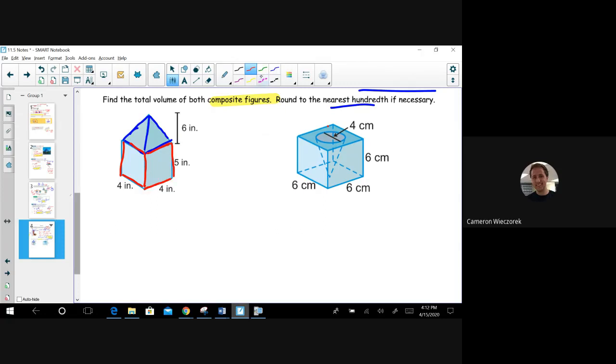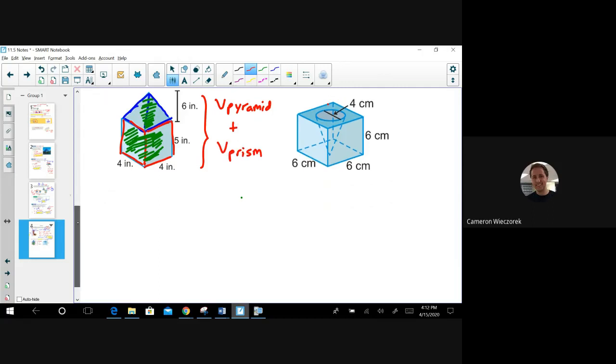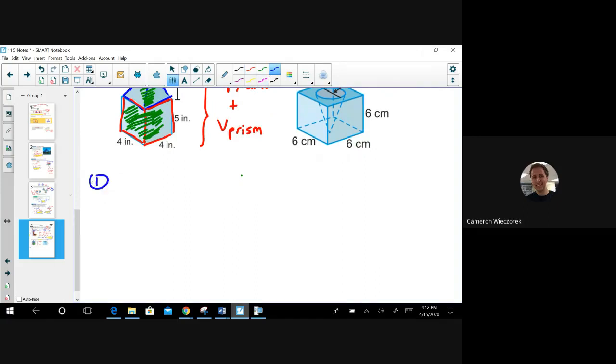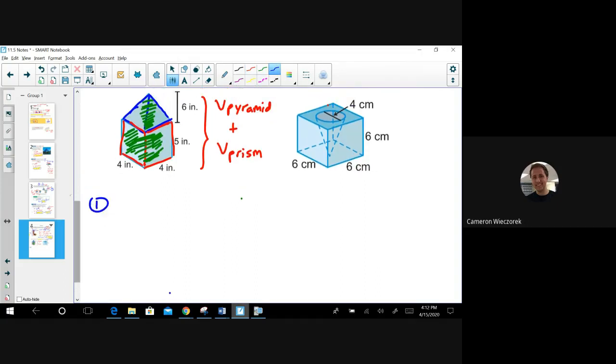So what am I going to have to find? I'm going to have to find how much space takes up the pyramid. And then I'm going to have to find out how much space takes up the prism. And since I'm stacking shapes like Legos, I'm going to add those 2 volumes together. I'm going to take the volume of the pyramid, and I'm going to add it to the volume of the prism. Okay. So it's like 2 mini problems. First up, it doesn't really matter which one you do first. Let's just do the pyramid.